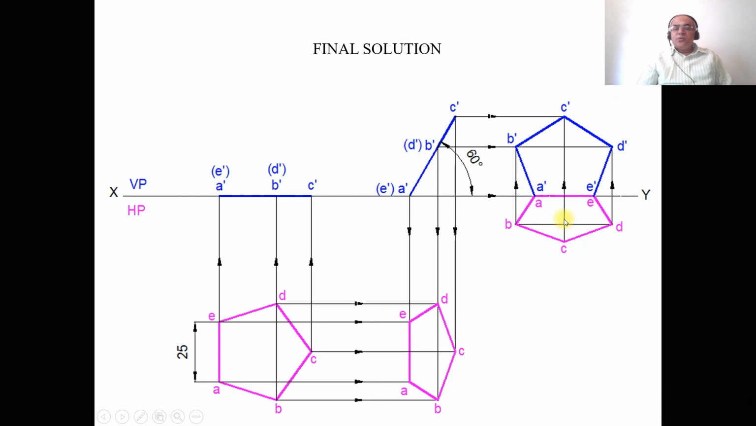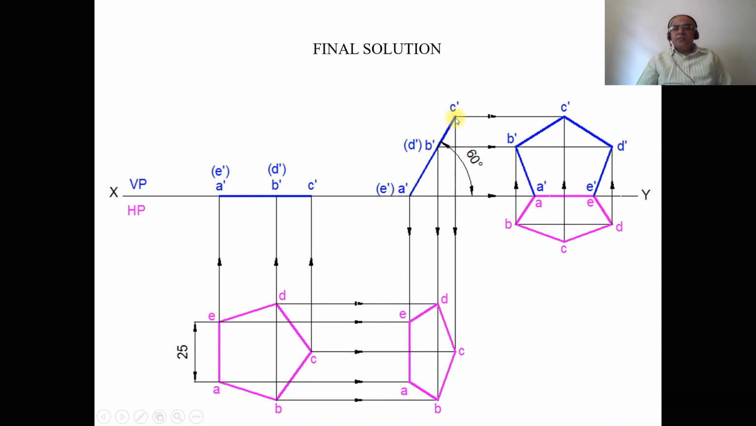Then once you do that, draw a horizontal projector from A dash and D dash, and as AE are on the XY line, you mark this point as A dash and D dash. Similarly, draw a vertical thin projector from B and D to the front view, and draw a horizontal projector from B dash and D dash. Both these two lines will intersect at this point, and you mark this point as B dash, and you mark this point as D dash.